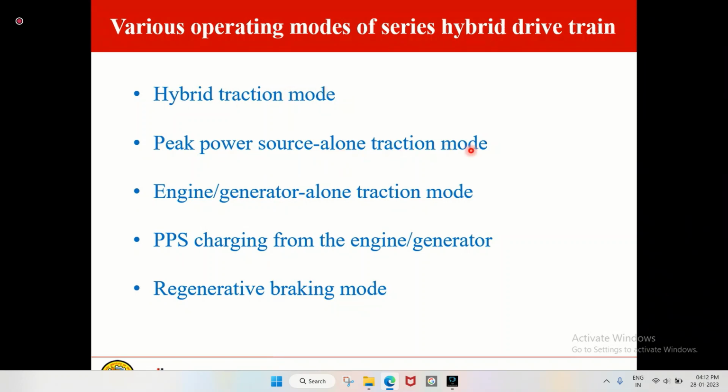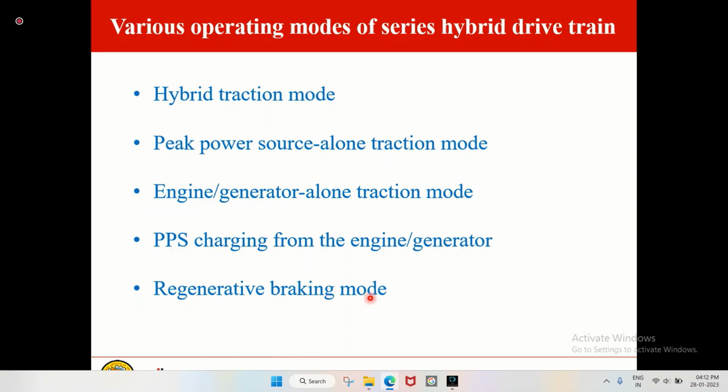Peak power source alone traction mode. My engine is stopped, but I'm relying on the energy that has been stored in the battery. That's why it is called peak power source alone traction mode. Engine generator alone traction mode. The battery is drained, so I will have to run the engine and generator, and thereby produce electricity and supply it to the electric motor. PPS charging from the engine generator, which means the battery is being charged with the help of the engine generator.